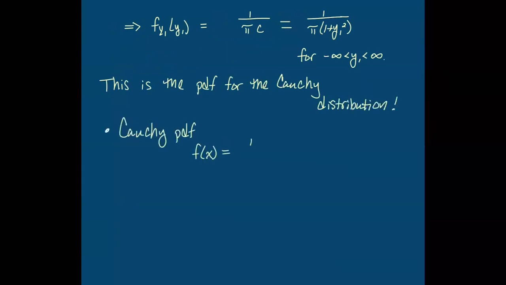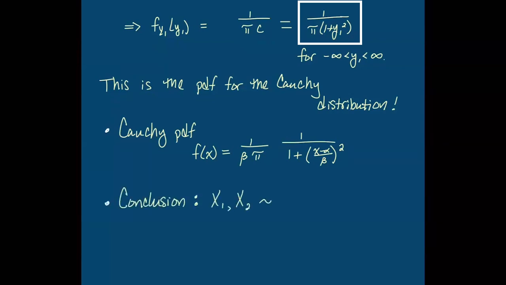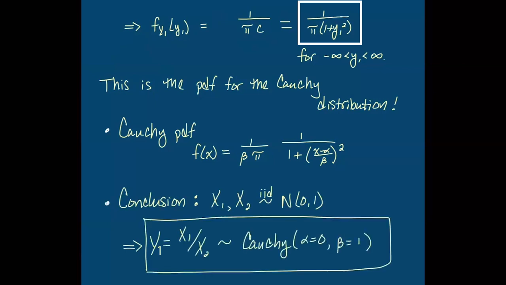The Cauchy PDF is given in the table like this. Other people might use different parameters. But matching this PDF with this PDF up here and trying to figure out what alpha and beta are, we see that our ratio x1 over x2, which we called y1, has a Cauchy distribution with alpha equals 0 and beta equals 1. Be careful when referencing other sources. This notation is not standard, like we have standard notation for a normal distribution or kind of standard notation for the exponential distribution. So when I write this, I mean something with this PDF.